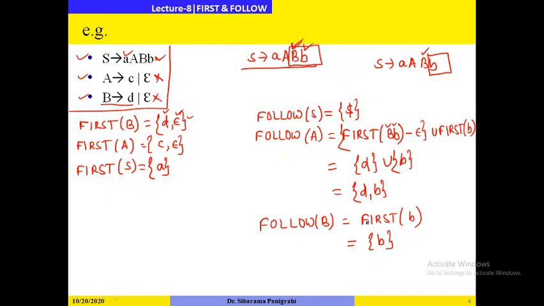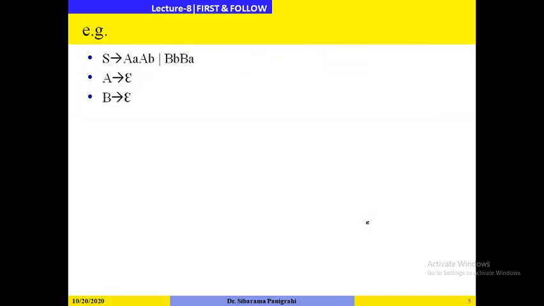So now let me go through the next example. I want you to solve this one by yourself. First compute the first. I will give you 30 seconds to compute the first. While computing first, we will compute from the bottom. First I will compute first of B, then first of A, then first of S. So all of you please compute it by yourself, then I will verify.